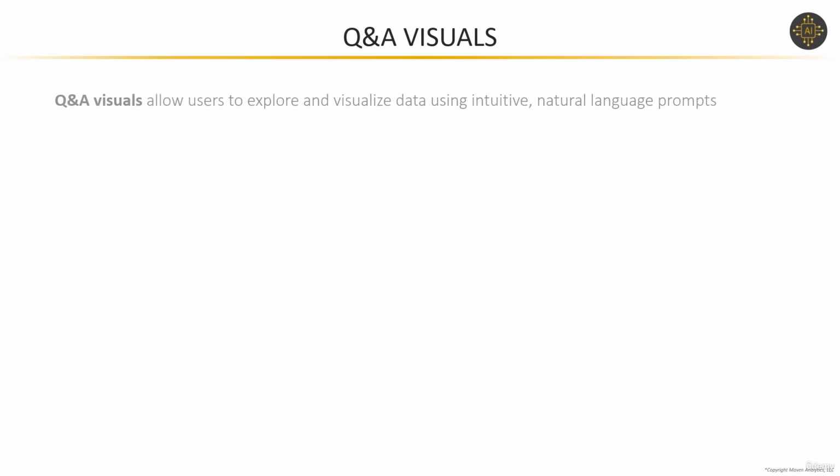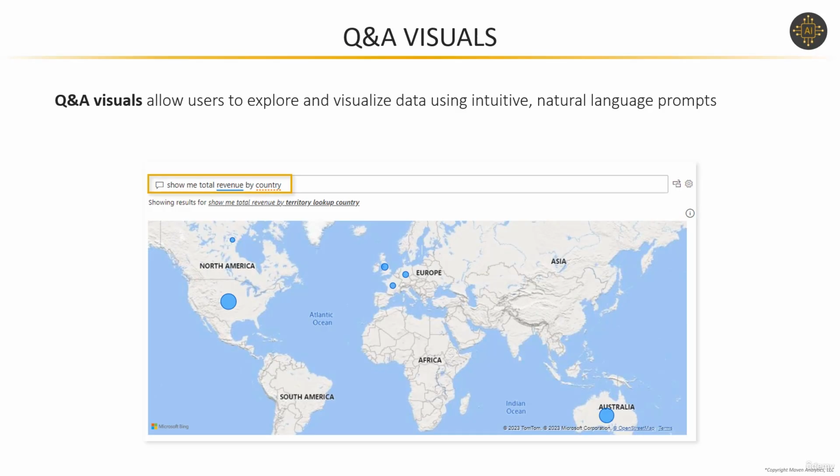Next up, let's talk about Q&A visuals. These allow users to explore and visualize data from your model using intuitive, natural language prompts and queries. So for example, you might type a prompt like "show me total revenue by country." Power BI is going to take its best stab at interpreting what you mean and produce the most relevant value or visual, like the map that we see here.